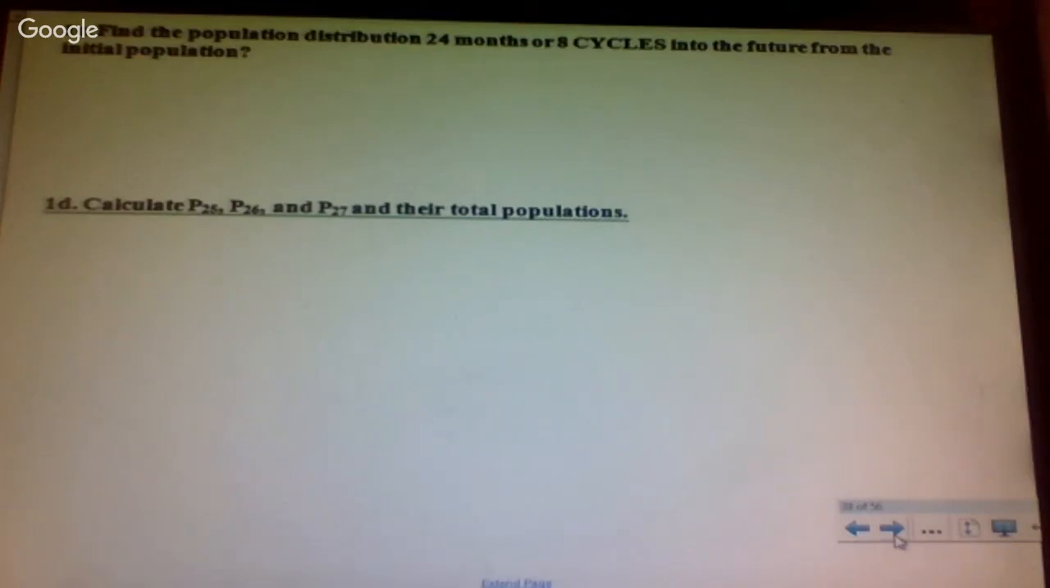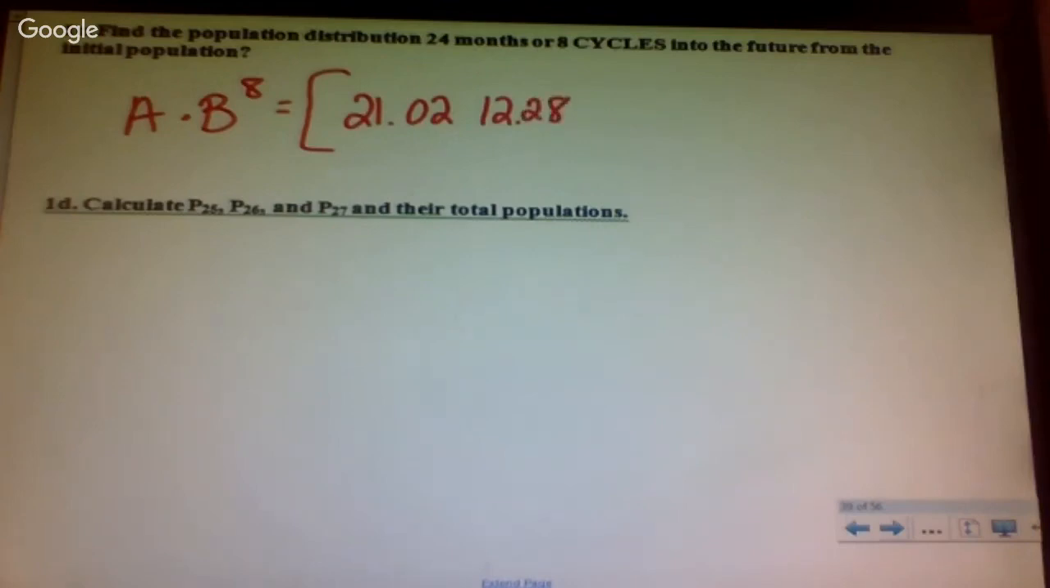24 months is 8 cycles. So A times B to the 8th power gives me what? What number do I round it to? I do 2 decimal places. 21.02, 12.28, 10.90, 9.46, 7.57, and then 4.27. Good.